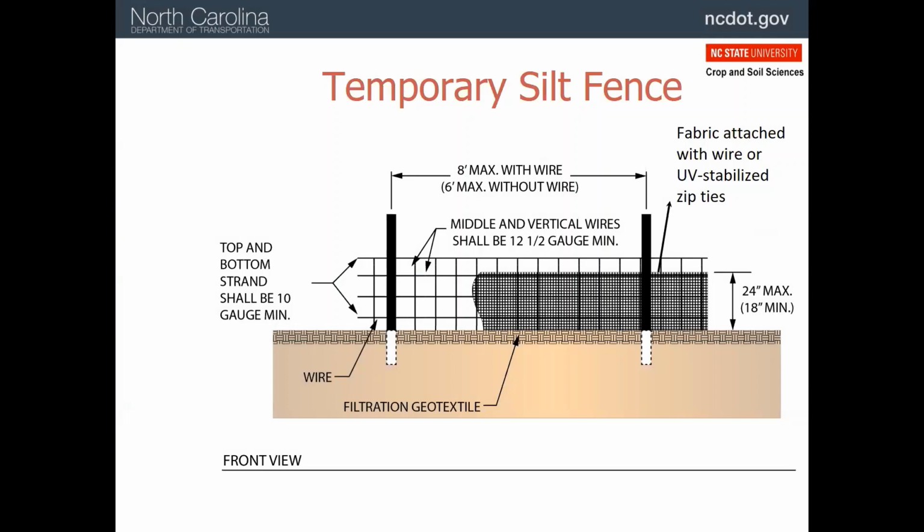Silt fences are supported by 5-foot steel posts with 2 feet in the ground. Silt fence material should be 3 feet wide, and 1 foot should be buried in the soil, leaving 2 feet to be attached to the posts. Posts should be 6 feet apart, unless there's a wire fence backing, or hog wire we call it, in which case you can go 8 feet between posts.